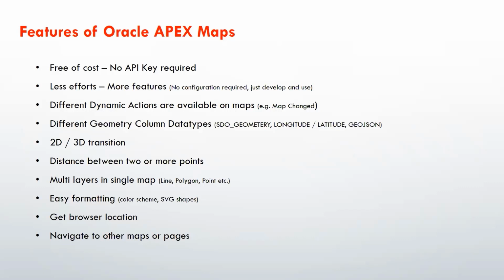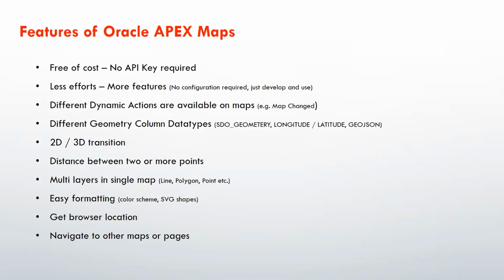And all these things which I'm discussing, we don't need any type of specific efforts. Everything is available in declarative form. We just need to check or uncheck the options as our attributes of the map, and all the features will be available with us. Then we can have multiple layers like lines, polygons, or points, etc.